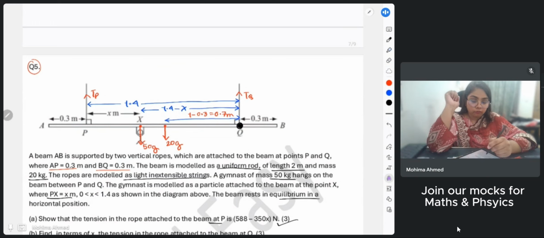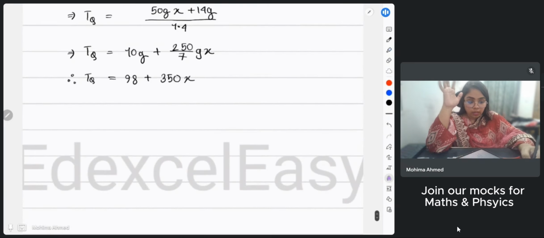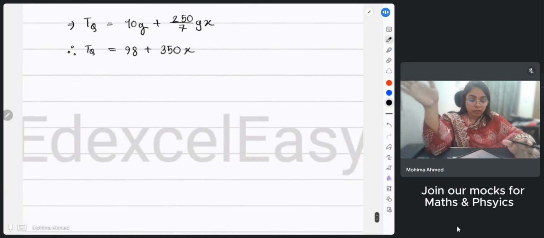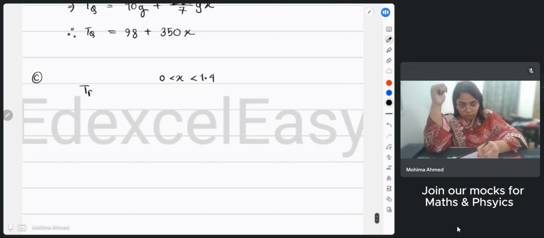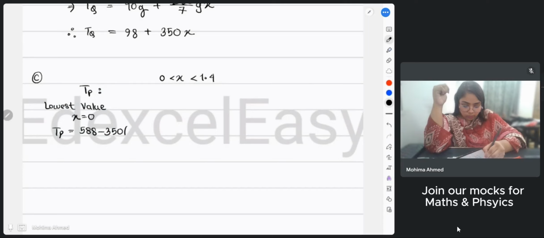So in that case, let's find out the highest and lowest values the tensions could have for points P and Q. As your range of x was 0 to 1.4, right? So if I'm going to do the work for tension at point P, if the value for x was 0, in that case, TP would be 588 minus 350 multiplied with 0, which is going to be 588. Sorry, this is the highest value we're supposed to get, right? Yeah, this is the highest value.